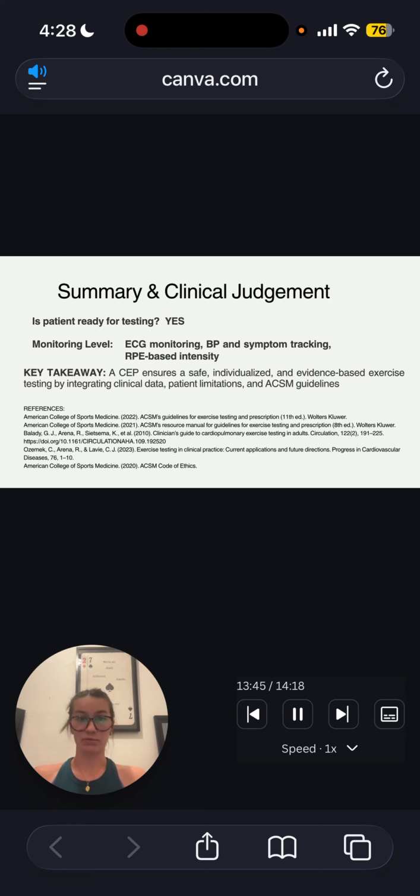And as mentioned previously multiple times, the RPE-based intensity, because of the fluctuations or possible different readings of the vitals due to medication. And as clinical exercise physiologists, we just want to ensure a safe, individualized, evidence-based exercise test by integrating all the data from the ACSM guidelines and any patient limitations, and just making sure we're there for our patient from start to finish.